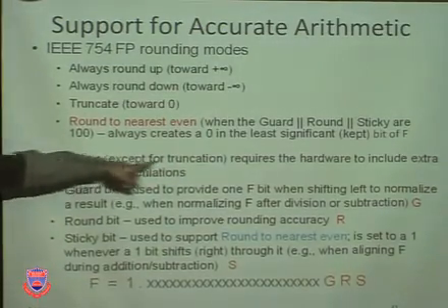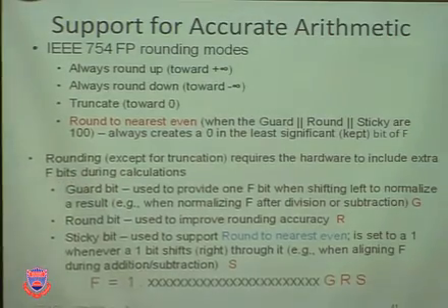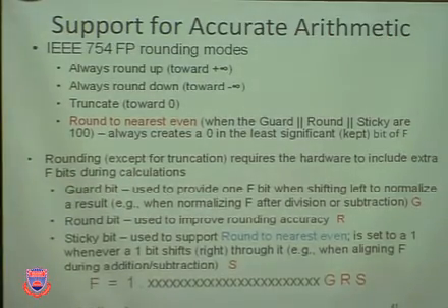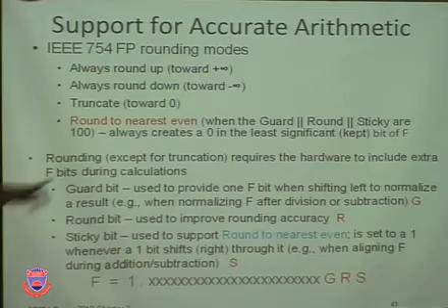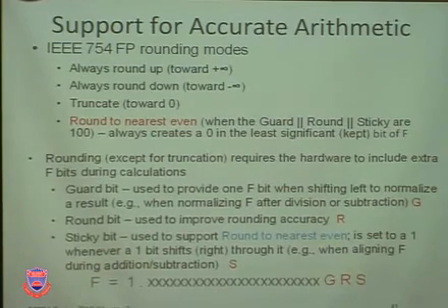You need some extra hardware, and the hardware has to include extra bits. So in fact, a 23-bit adder or a 23-bit multiplier is not enough. We've got to have extra bits and keep them, and then round off later at the end of our calculation.